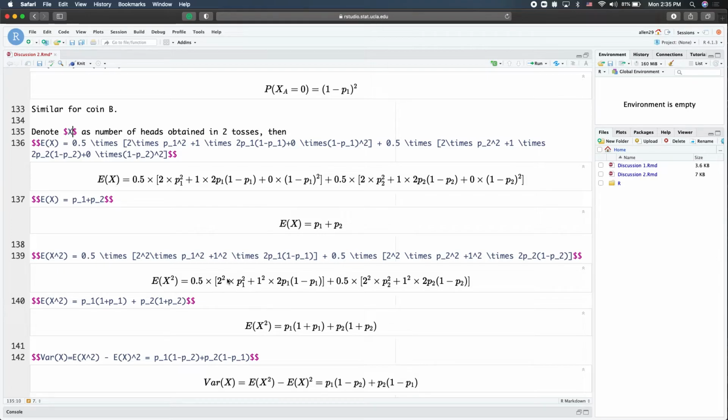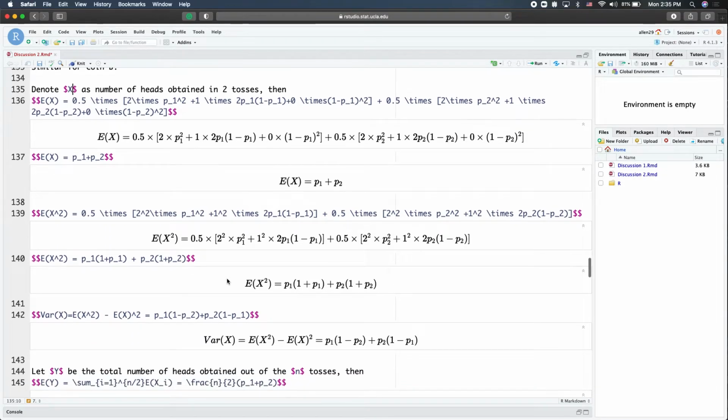And then for the variance of X, we first need to calculate the second moment: 0.5 multiplied by E of XA squared plus 0.5 multiplied by E of XB squared. Then it reduces to this expression here, and we also need to subtract E[X] squared. Then we have the expectation and the variance for the random variable X, where we include the randomness of choosing either coin.